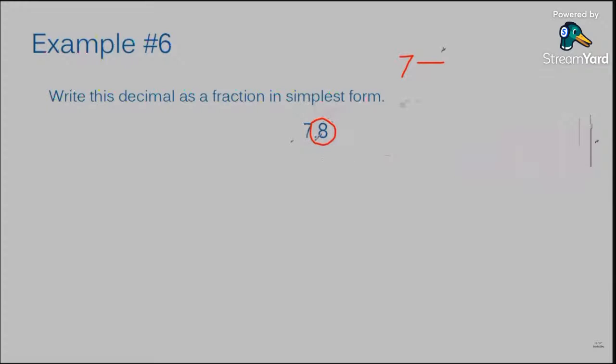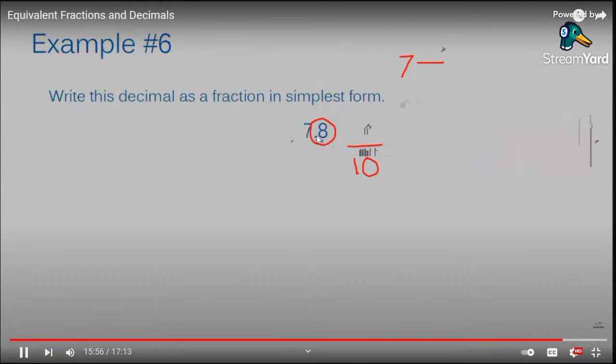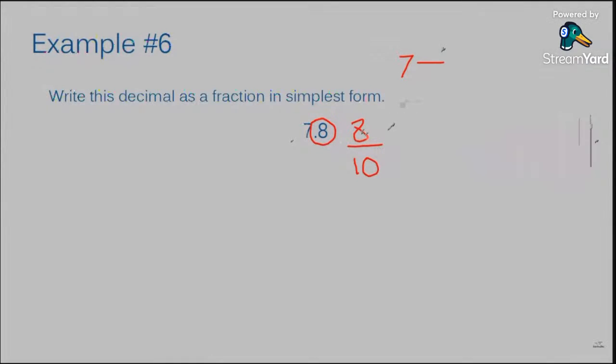So remember, we need to consider what place the last digit is in. In this case we only have the 1 digit that is after the decimal place. What place is this in? It's in the tenths place. So that's going to be our denominator. And the numerator remains whatever was after the decimal. So it becomes 8/10. Now I need to simplify this. So I'm going to divide both my numerator and my denominator by 2 because it is the largest number that I can think of that's going to go into both. 8 divided by 2 is 4. 10 divided by 2 is 5.